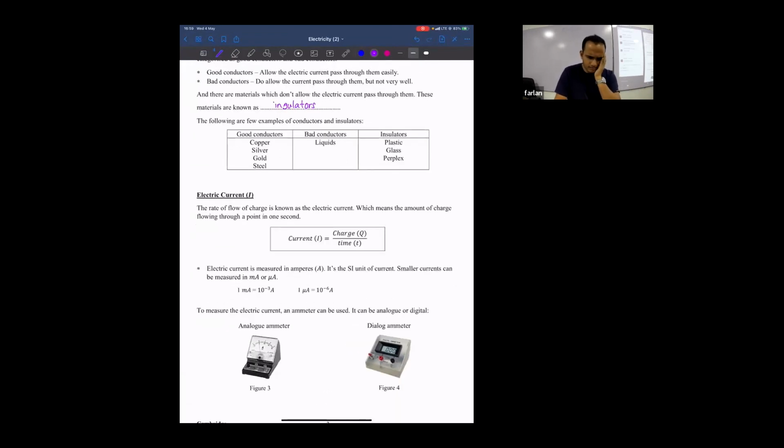Next subtopic: electric current. The rate of flow of charge is known as the electric current, which means the amount of charge flowing through a point in 1 second. As an equation, current equals charge flowing over time taken. So I equals Q over T. You can write it as an equation here.